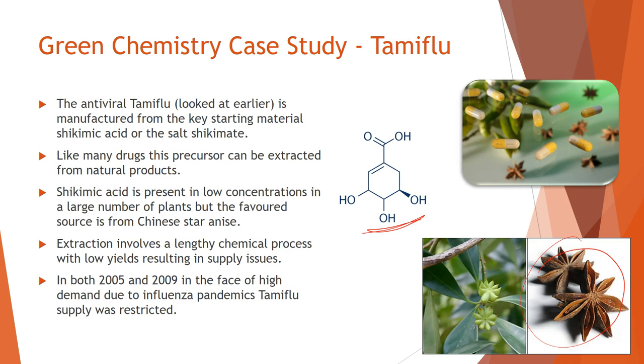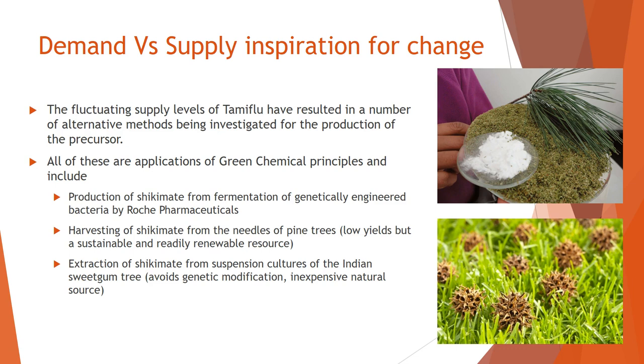When we had particularly bad outbreaks of influenza, the high demand for Tamiflu meant that we had a restricted supply because of this low yield and the time it takes to extract it. So this made it a particularly good candidate for looking at ways to improve its synthesis. Because there was high demand and limited supply, alternatives were looked at for extracting the precursor.